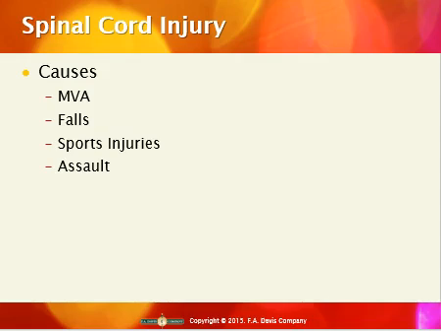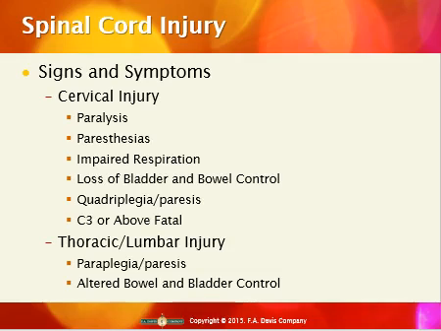A complete spinal cord injury means there is no motor or sensory function below the level of the injury. Incomplete lesions: some function remains, some painful and not useful. Cervical and lumbar areas are more often affected than the thoracic and sacral areas. Cervical injuries depend on the level at which the cord is damaged. See page 1145. Can affect all four extremities, causing paralysis, paresthesias, impaired respiratory function, and loss of bowel and bladder control.